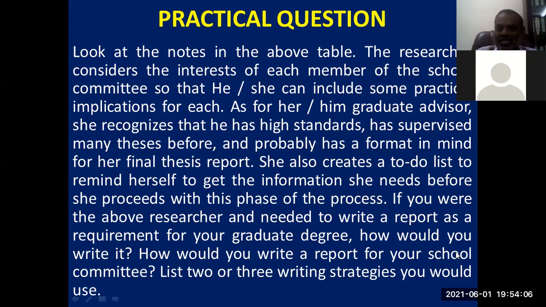The researcher considers the interest of each member of the school committee so that he or she can include some practical implication for each. Maybe you think you are studying in Bulihora University, so you are reporting to a faculty member. Maybe you think I am going to make a report to Dr. Marirajan. If that is the case, what kind of cautious steps do I need to take, and what is the implication for your work?